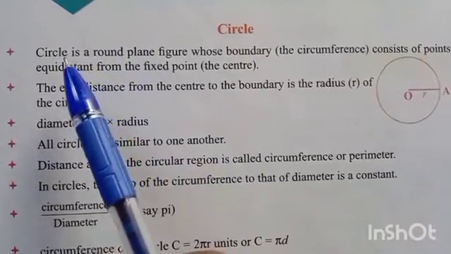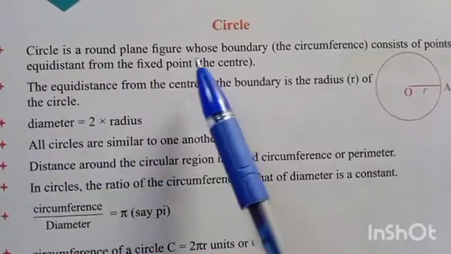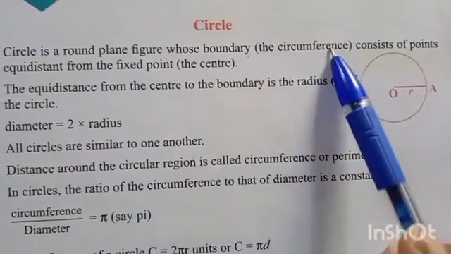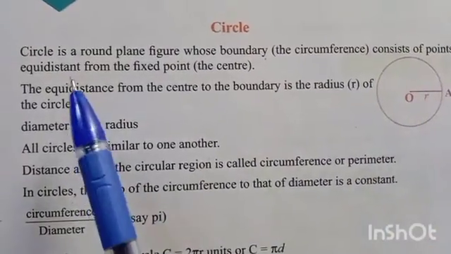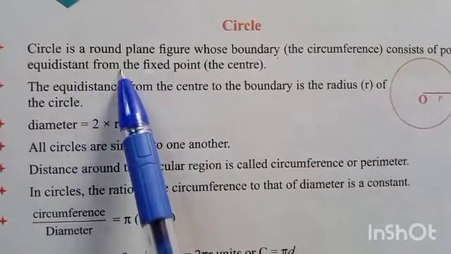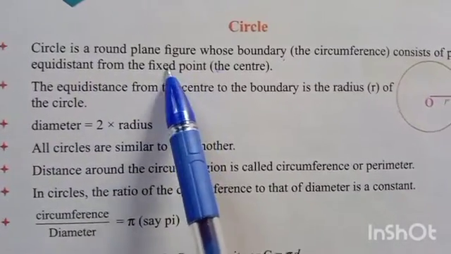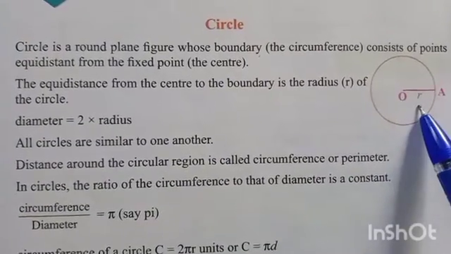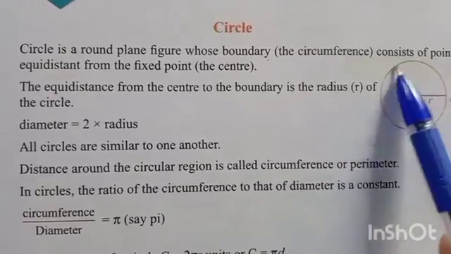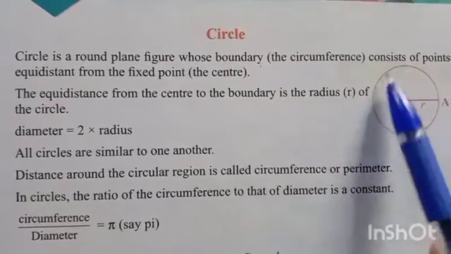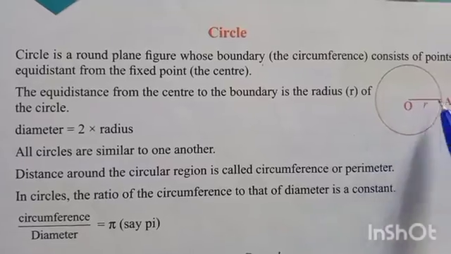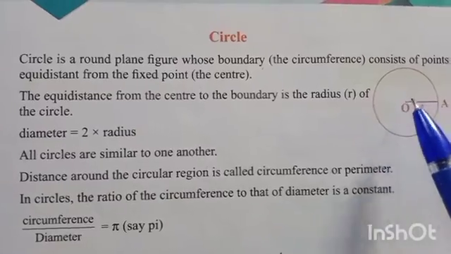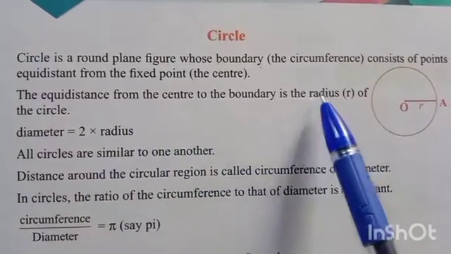Listen, students. Circle definition: a circle is a round plane figure whose boundary, this boundary line is called the circumference, consists of points equidistant, that is, at equal distance, from a fixed point. This fixed point is called the center. Okay, the distance from the center to the boundary is the radius.